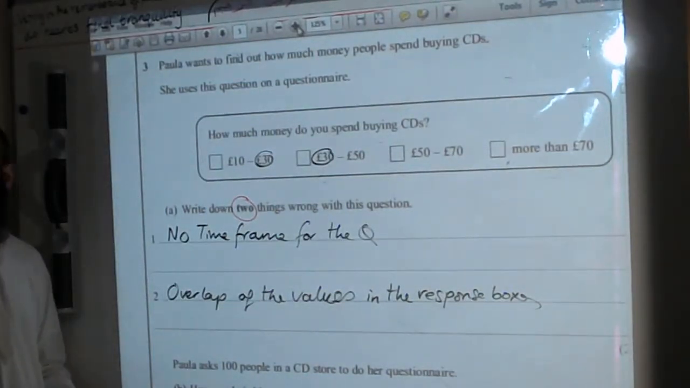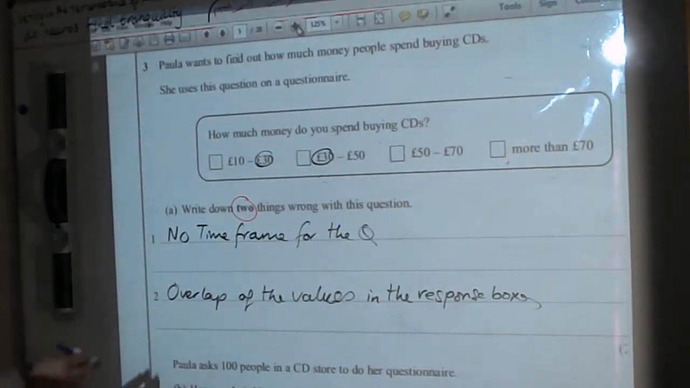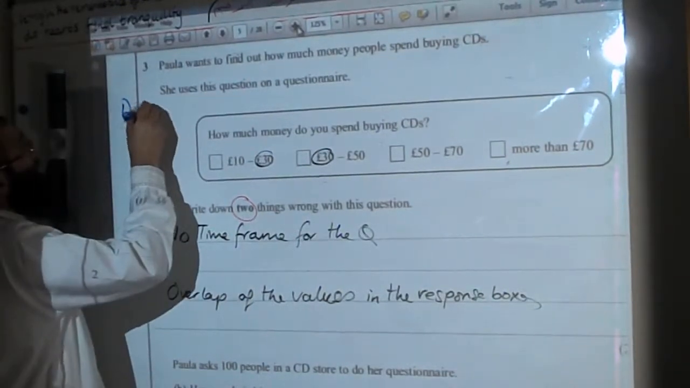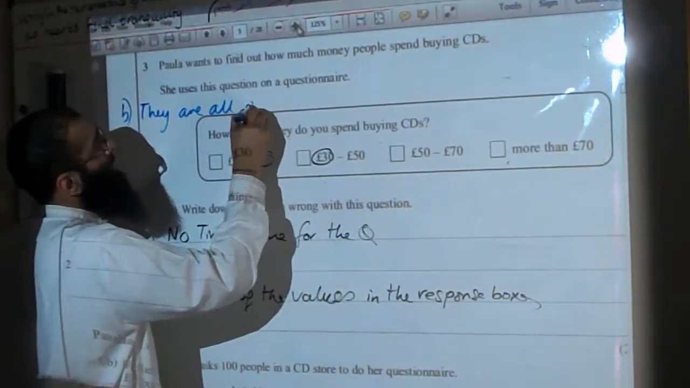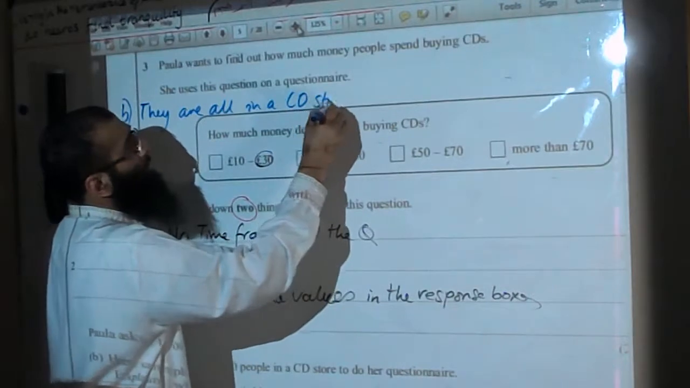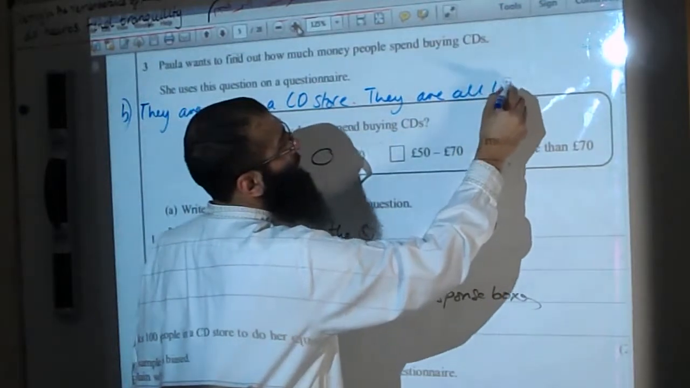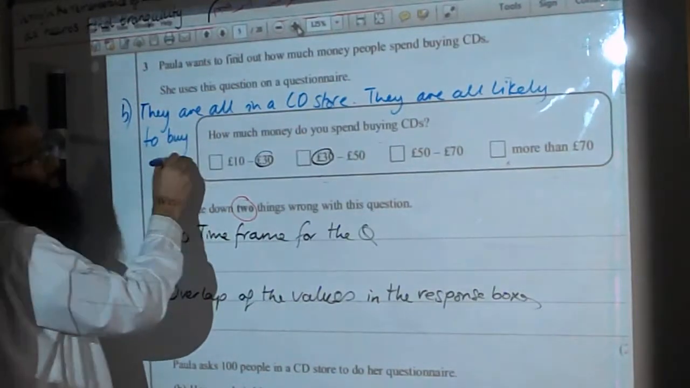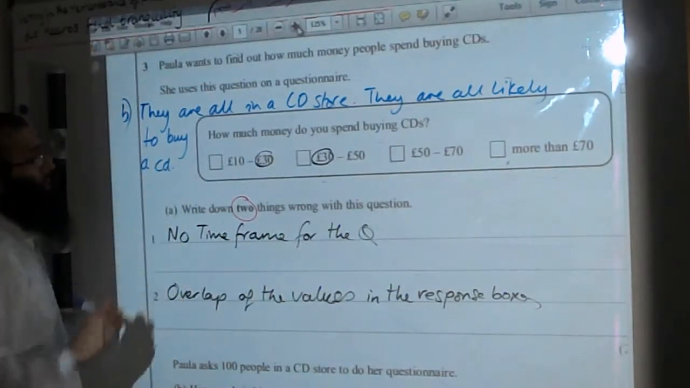So what's wrong with that? Give me an answer, please. It's only at the CD store. So they are all in the CD store and they are most likely to buy CDs. There you go, that's the answer for part B. I'll put part B over here. They are all in a CD store. They are all likely to buy CDs. That's the reason why it's biased.